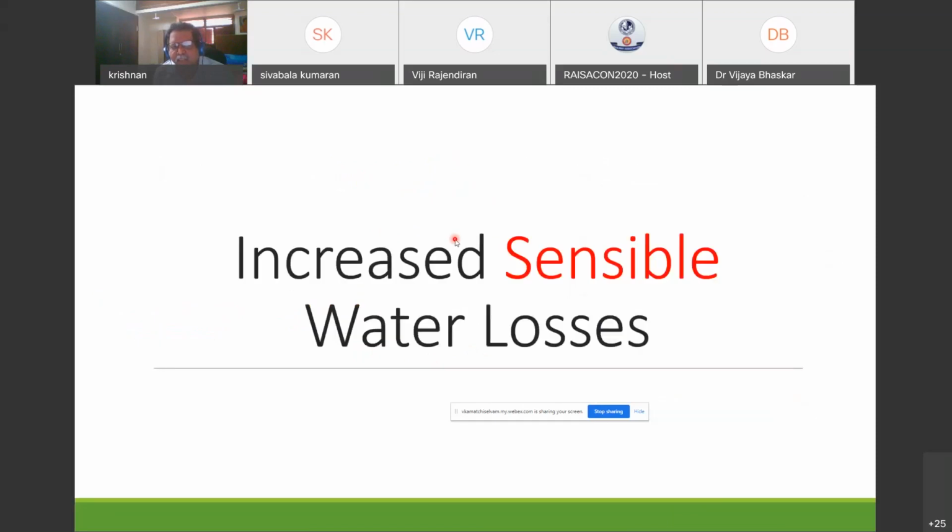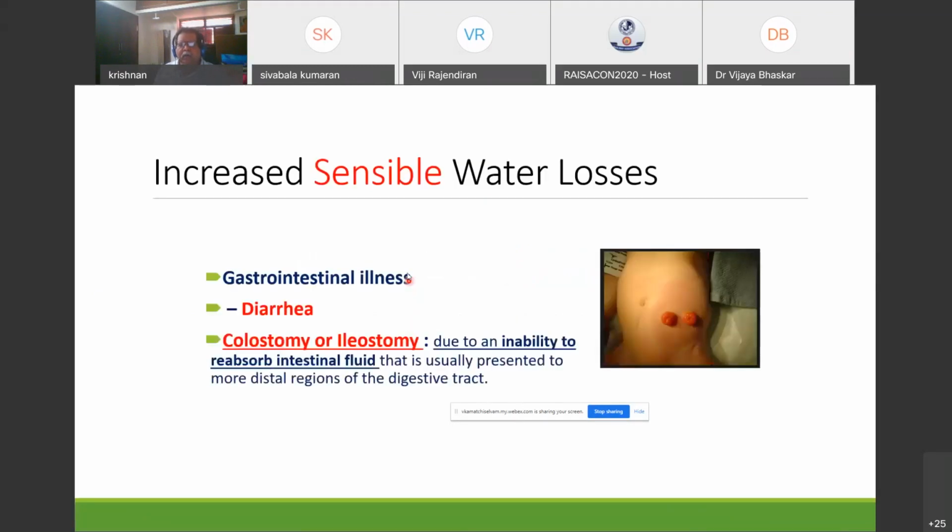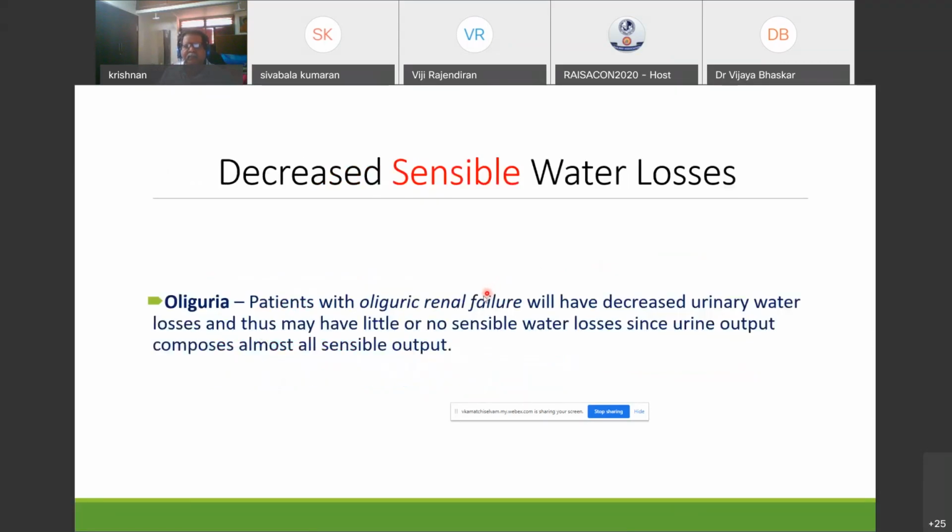Similarly, there are a few conditions where there is increased sensible water loss, where you may have to increase the amount of maintenance fluid that you are going to give. The most important are patients with colostomy or ileostomy, or a baby with diarrhea, because of the inability of the distal tubule to reabsorb the fluid that enters. Normally the fluid comes here, goes to the rectum and gets reabsorbed in the distal area. When you have a colostomy or ileostomy, the fluid is sent out. It is not getting absorbed. So these babies will require not the 4:1 formula, but you will have to give more fluids for these babies.